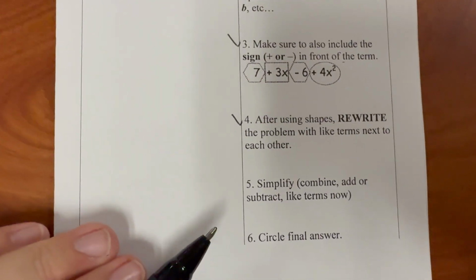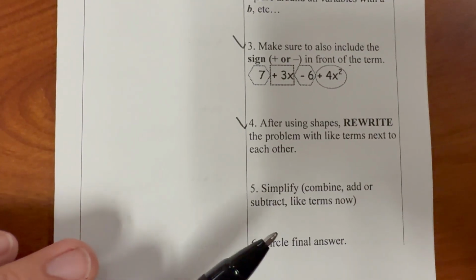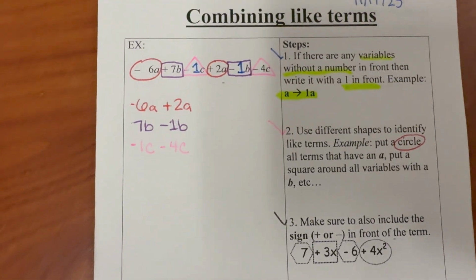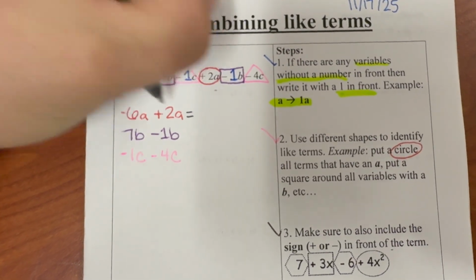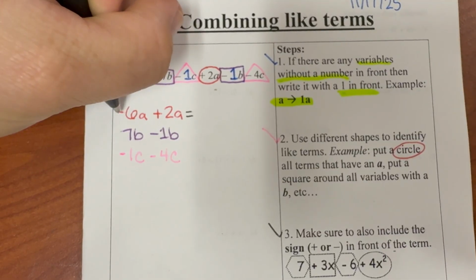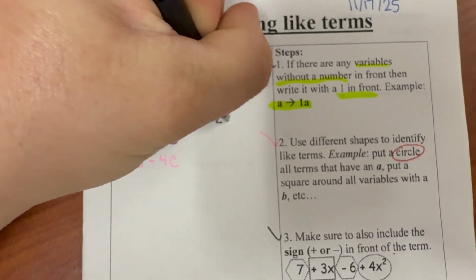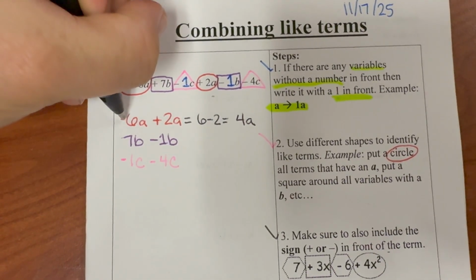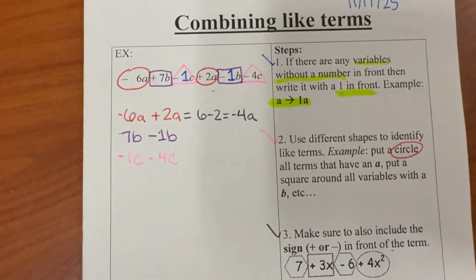Now step 5 is to simplify, combine, add, or subtract like terms now. So we're going to go ahead and combine those like terms. So we have 6A and 2A. It's a negative and a positive, so we're subtracting. 6 minus 2, which is 4. Bring in the variable, and the 6 was negative, and that's more, so it's going to be negative 4a.